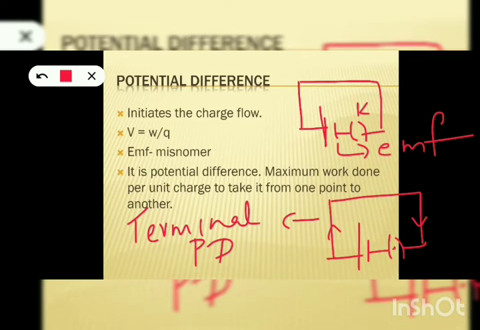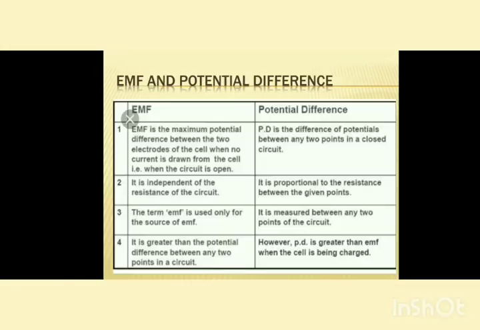And you know, whenever current flows through the circuit, the potential difference decreases a little bit. So it is not the maximum potential difference. So the EMF will always be greater than the terminal potential difference. Children, this is the basic difference between EMF and potential difference. Let's discuss each point one by one.